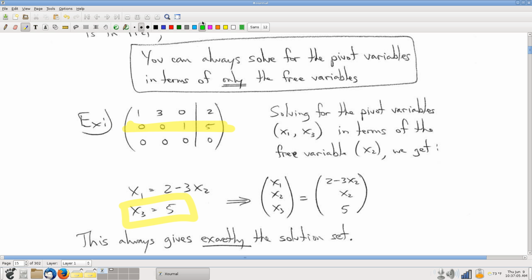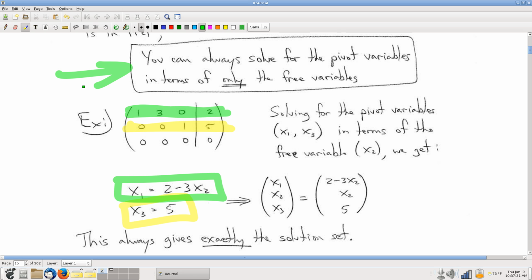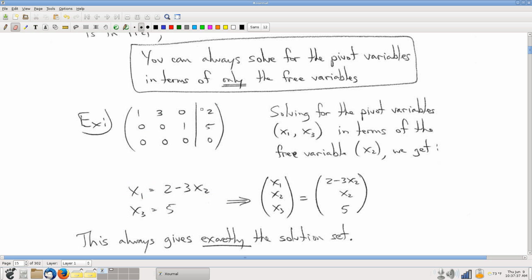Okay. Likewise, that is an equation that says 1x1 plus 3x2 plus 0x3 equals 2. And if you solve for the pivot variable, which is x1, in terms of the free variable, which is x2, you get that. So what I've done here is I have solved for the pivot variables in terms of only the free variables. Okay. And if you then write that down, keep in mind what we're looking for. We're looking for solutions. I'm looking for what x1, x2, and x3 should be to solve that system.